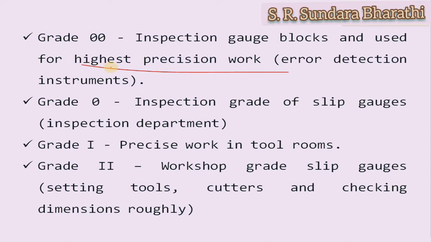Grade 0 is the inspection grade of slip gauges. Grade 1 is for precise work in tool rooms; tool rooms mostly choose grade 1. Grade 2 is the workshop grade, used for setting tools and cutters and checking dimensions roughly. As I said earlier, it depends on the need and application, so we have to choose what type of slip gauges are needed.